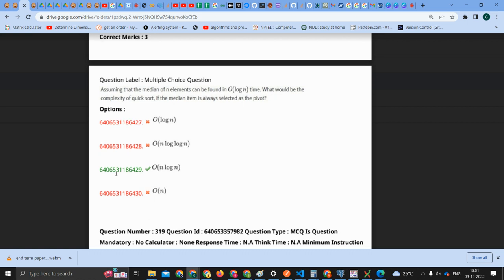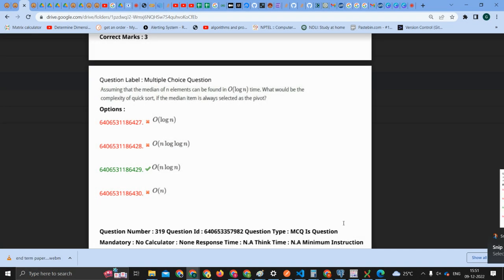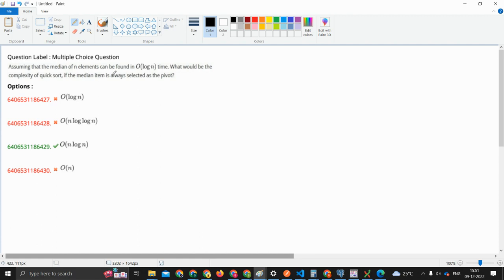All right. Who will read this? Pooja. Assuming that the median of n elements can be found in big O log n time, what would be the complexity of quicksort if the median item is always selected as the pivot? This we saw yesterday also. Median of median. This is exactly out of the textbooks.